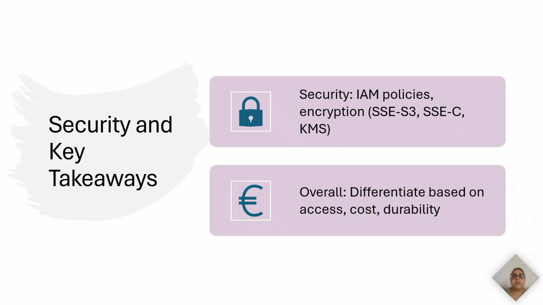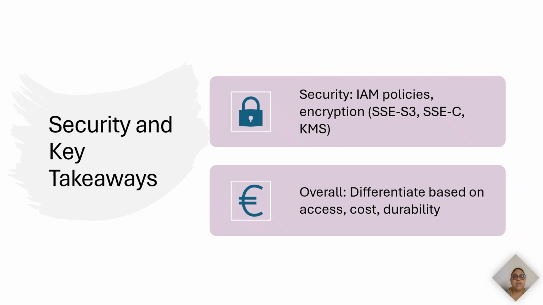Security is robust across these services. Use IAM policies to define granular access, and for encryption, options include server-side with S3 managed keys using AES 256, customer-provided keys for full control, or AWS Key Management Service for centralized auditing and rotation. Glacier encrypts by default while S3 and EFS require enabling it.